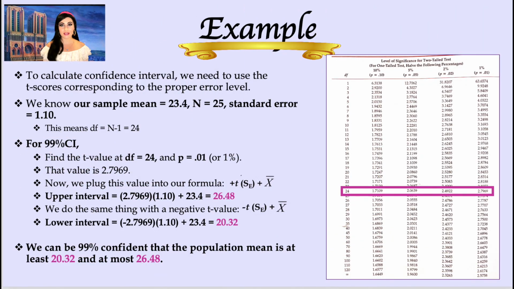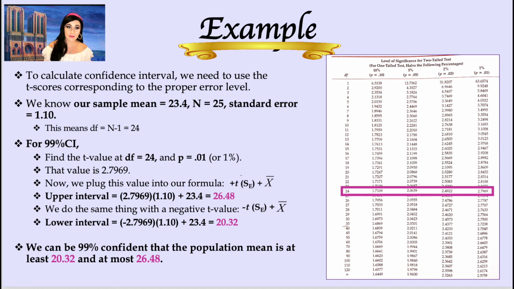So again, the procedure is the same. Our degrees of freedom are still 24. The only difference is now we need to find the value at the 1% level because 1% error corresponds with 99% confidence. So put your finger on 24 in degrees of freedom, slide it all the way to the right under the 1% category, and you see that that value is 2.7969. We're going to take positive 2.7969, multiply it by our standard error of 1.10, plus our mean of 23.4, and we are left with 26.48.